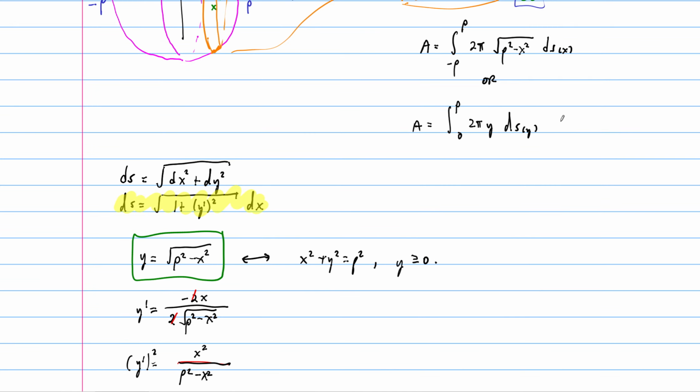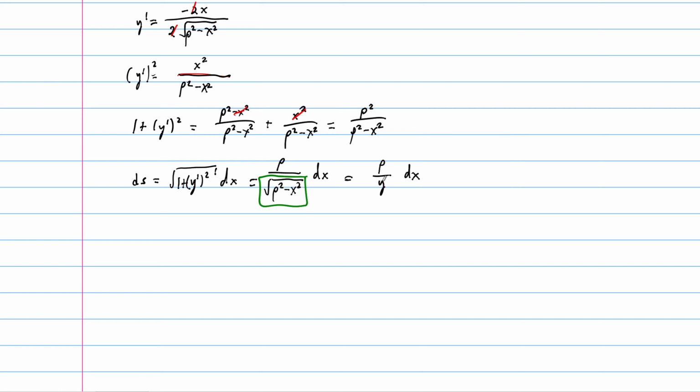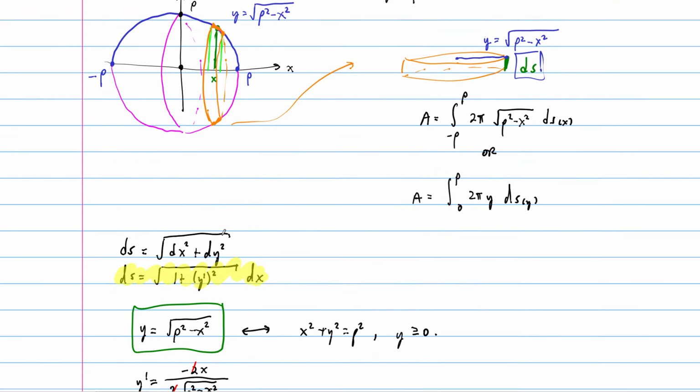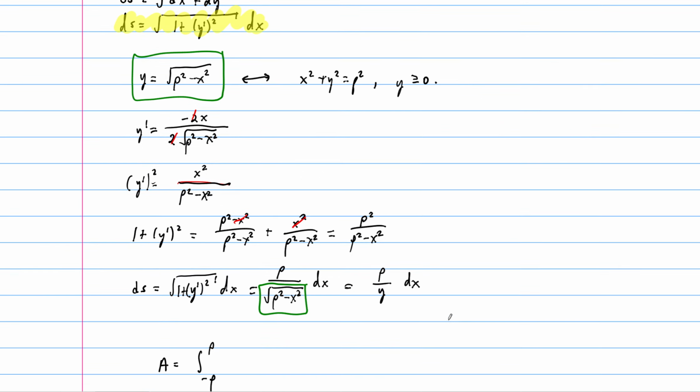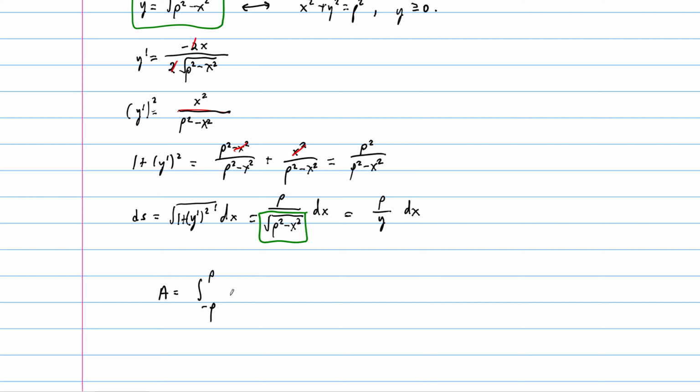Either way, we're still integrating with respect to x, right? So I'm going to leave it like this because then we can write this out a little bit easier. Now our total surface area is equal to the integral in the x direction from minus rho to rho. We set this up earlier, right? Integral from minus rho to rho of the height of the function, which is y, times the arc length, which is ds, which we just computed, all times 2 pi, of course, right? So this then becomes 2 pi times y times rho over y, and then times dx. So this integral is with respect to x. y is a function of x.